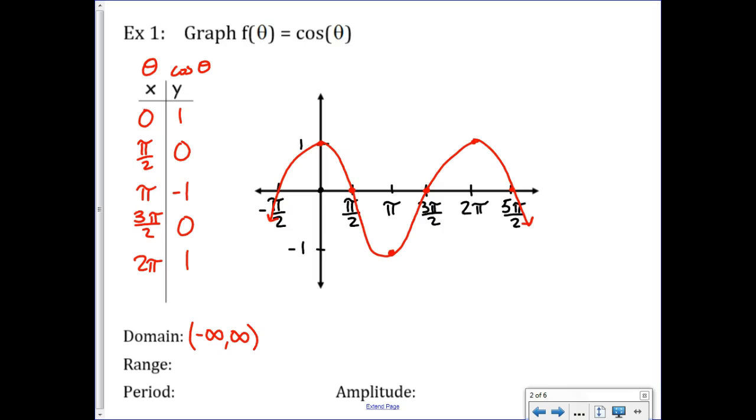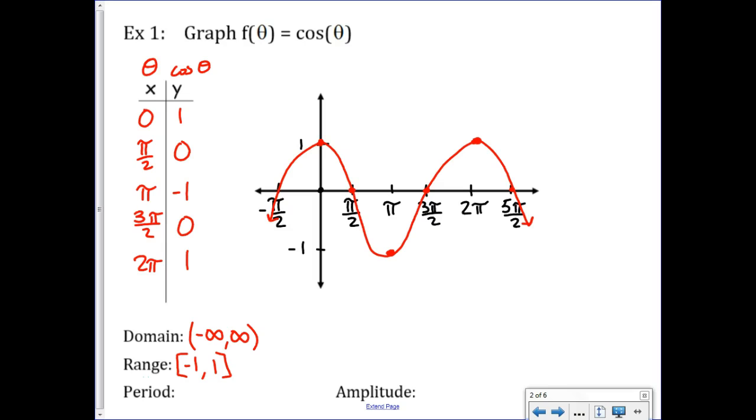But if we're looking just at 0 to 2 pi, you'll notice that we start at 1 and we end at 1. We have negative 1 in the middle. So it's kind of a valley that we're looking at there. So then our range, the lowest we ever go is negative 1. The highest we ever go is 1. So negative 1 to 1 is our range here.